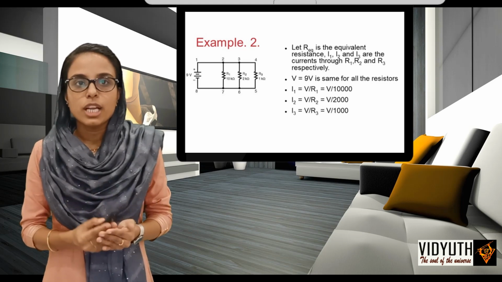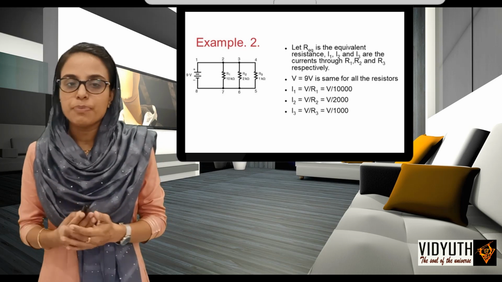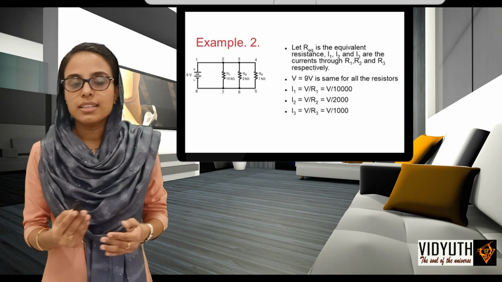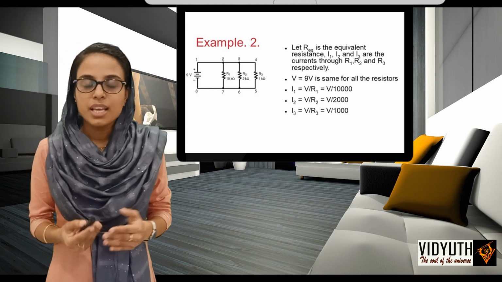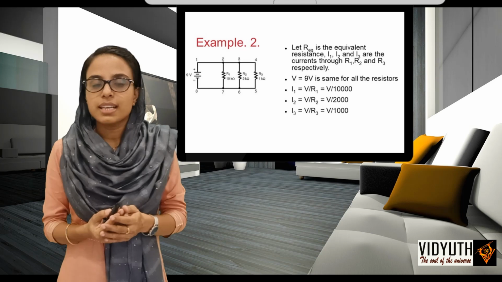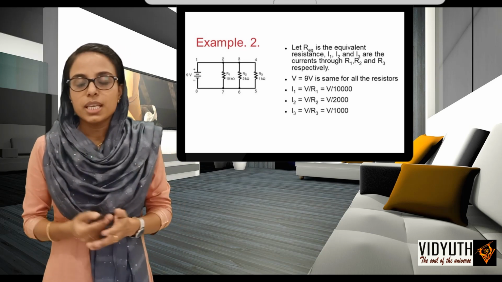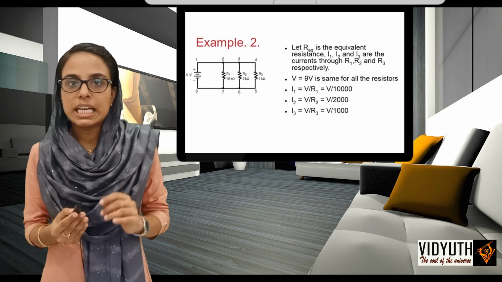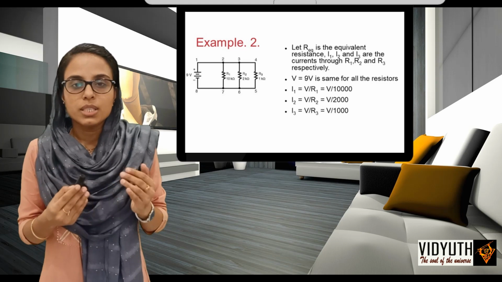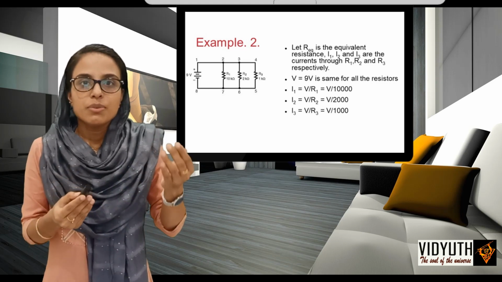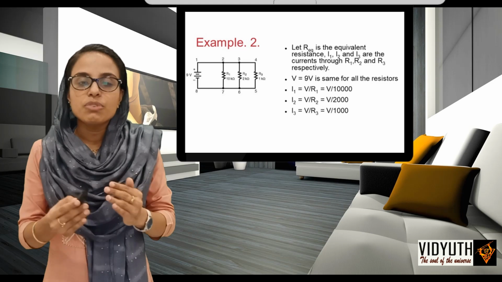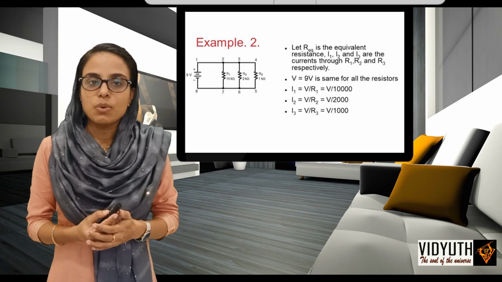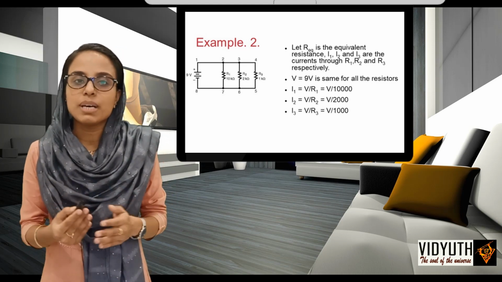The current I is equal to I1 plus I2 plus I3, where I1 is the current flowing through R1, I2 is the current flowing through R2, and I3 is the current flowing through R3. So V is the voltage applied, that is 9 volt. What is I1 equal to? I1 will be equal to V by R1. What is R1? 10 kilo ohm, that is 10,000 ohm. So I1 is equal to V by 10,000. I2 is equal to V by R2, that is V by 2,000. And I3 is equal to V by R3, that is V by 1,000.